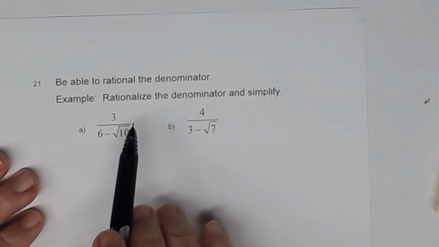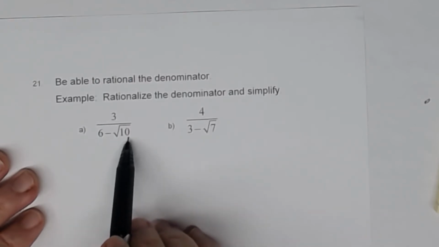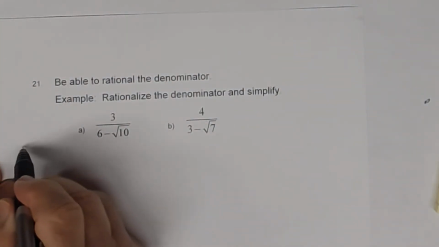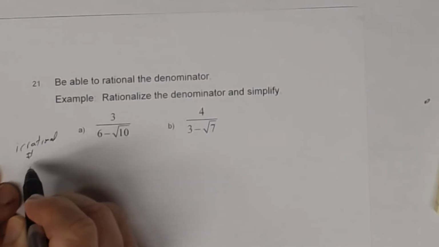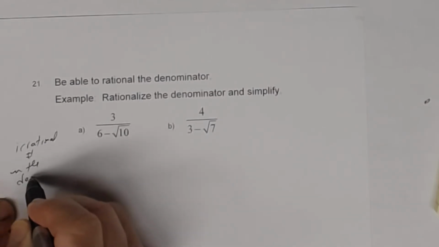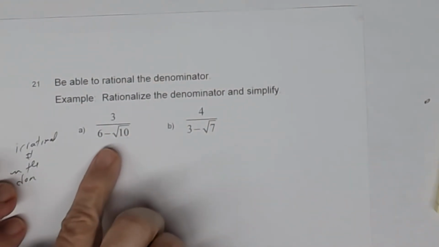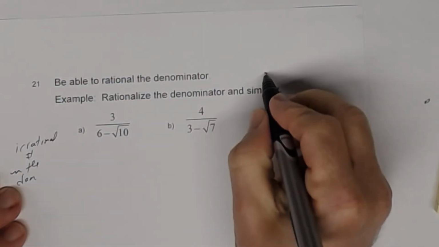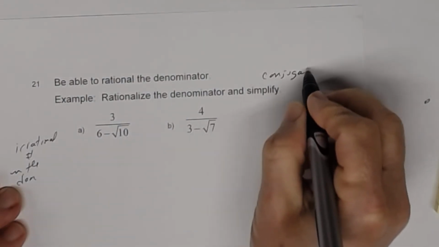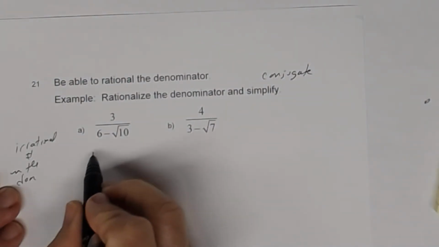So notice that you have a square root of 10 here and a square root of 7. So the square root of 10 is irrational. So we have what's called an irrational number in the denominator. All right, you want to make that a rational number. So it's pretty easy to do that. So since this is two terms right here, we're going to use what's called the conjugate. So let me go ahead and rewrite this over.